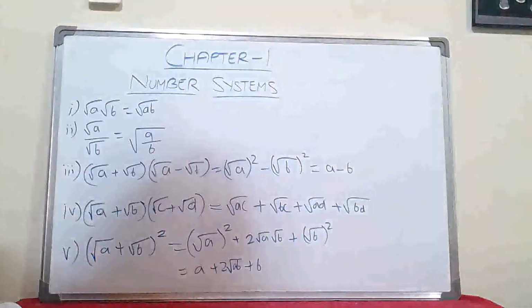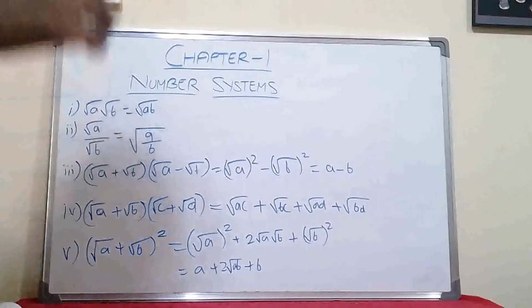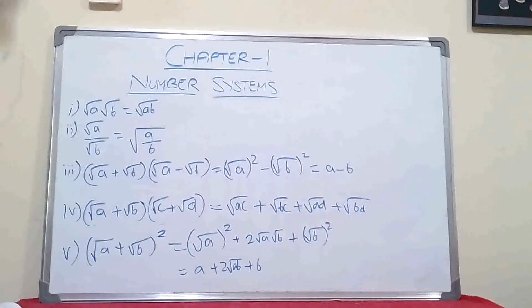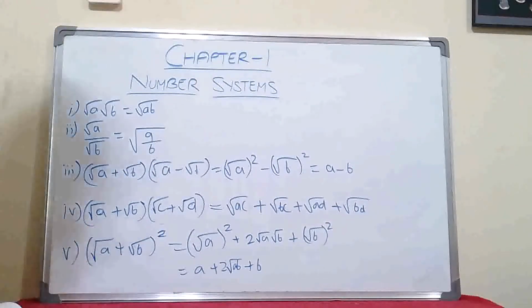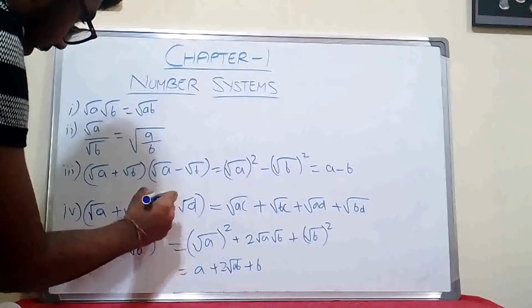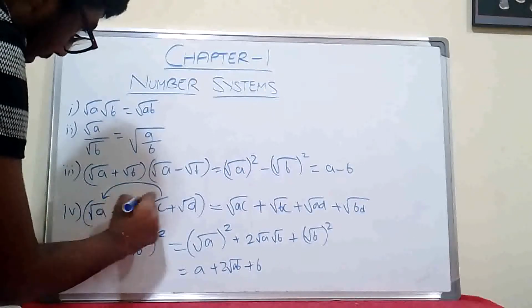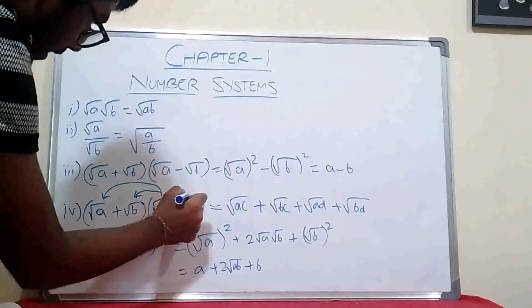Here this is a multiplication of a binomial with a binomial that we learned last year. So here C first gets multiplied with A, then C gets multiplied with B, then D gets multiplied with A, then D gets multiplied with B.